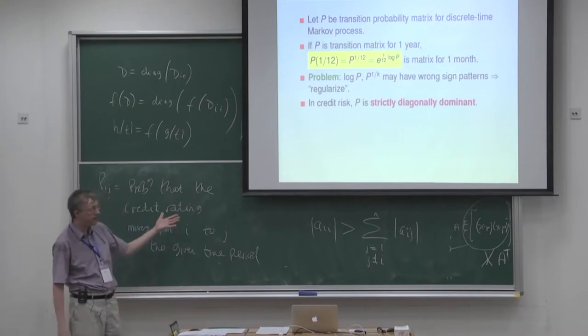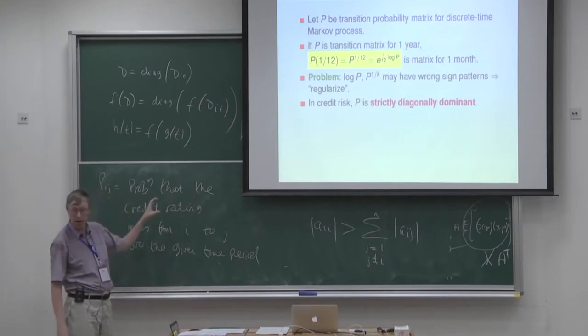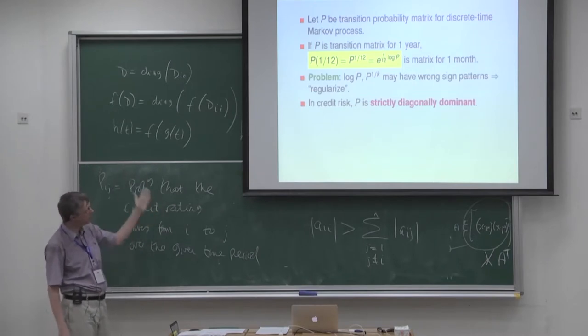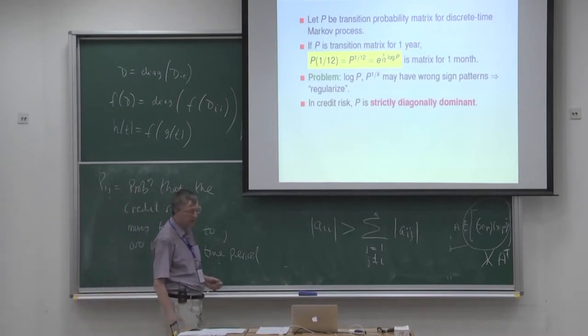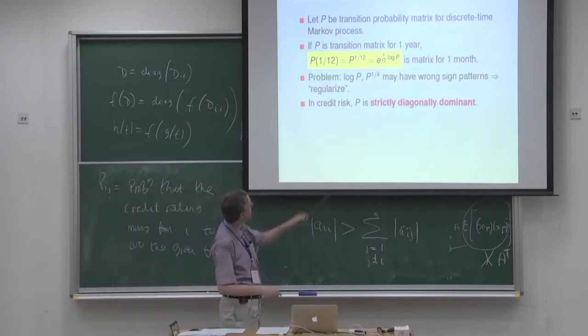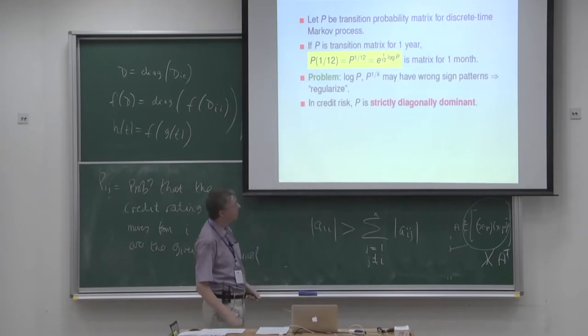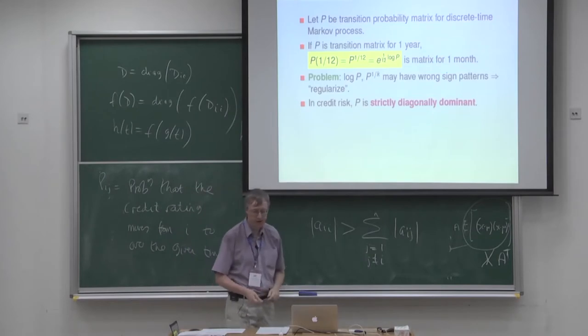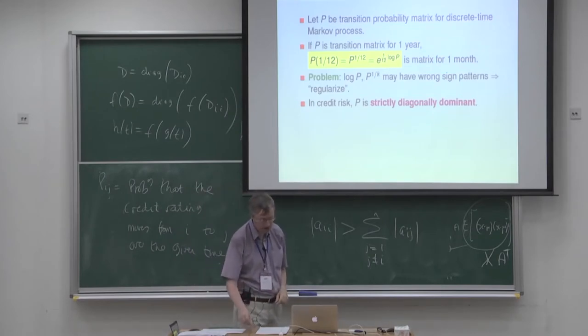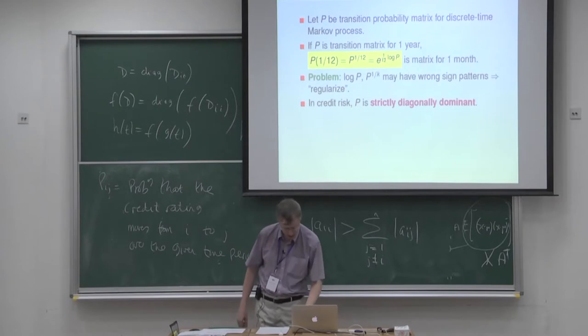And of course, all that means is that if you're in a particular credit rating, you will probably be in that same rating next time. So there's a lot of weight on the diagonal. There's a lot of tendency not to change credit rating from one time to the next. So that's a nice property to have, because if you want to compute these roots, then there are various iterative methods that can be proved to converge in the diagonally dominant case. So having a heavy diagonal is quite a nice thing numerically.